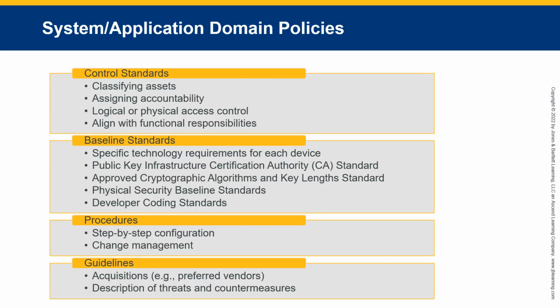System application domain policies. Control standards. With such a diverse set of security issues, many of the standards within this domain focus on classifying assets and assigning accountability. Accountability includes who owns key decisions over the assets and who maintains the security controls. This distinction between the owner and custodian of assets is in many standards. The owner is generally considered the ultimate authority on the use of a resource or data. This means approving the resources and data that are used.